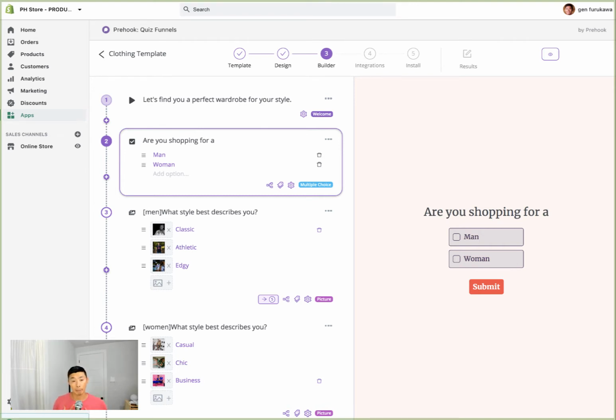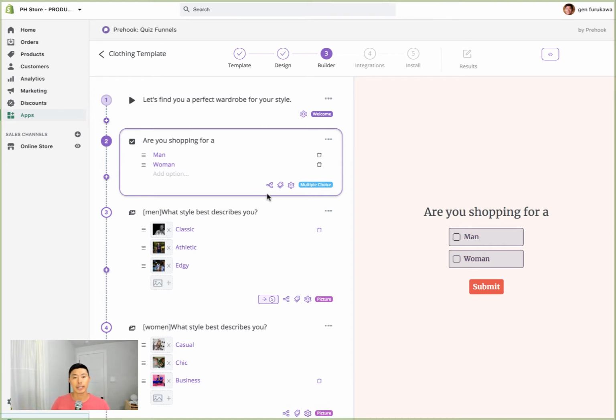If I am a man that's shopping, obviously I want to see and answer questions related to being a man. And likewise, women want questions and images related to being a woman. So the logic is if at the very outset you determine are they a man or woman, and then from there you take them through questions relative to their gender.